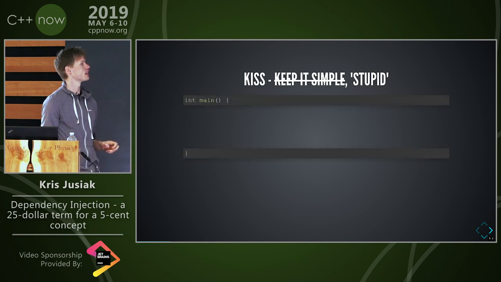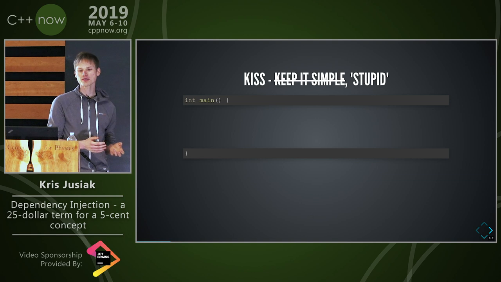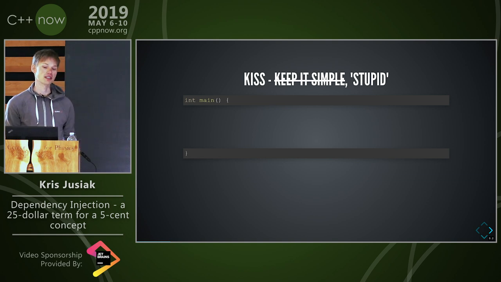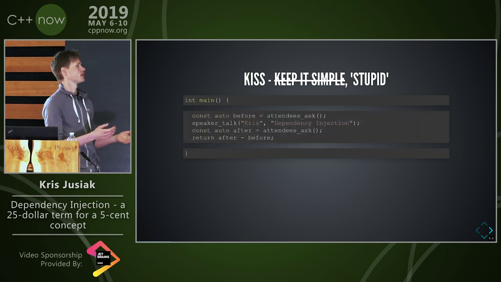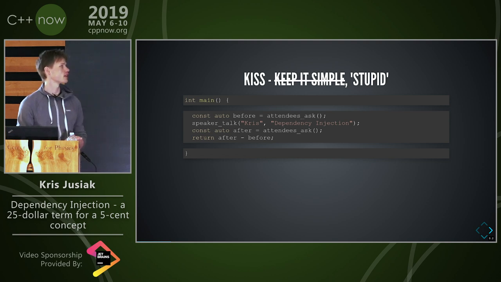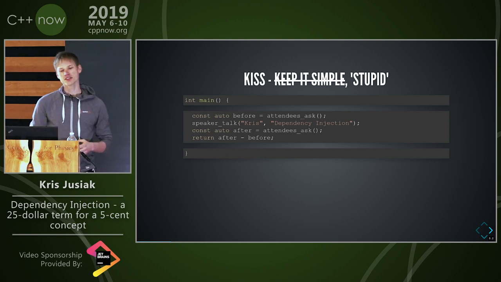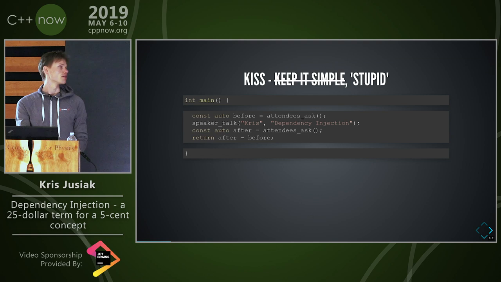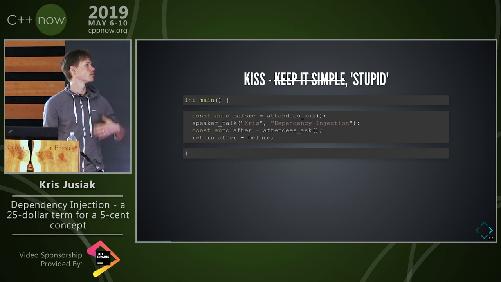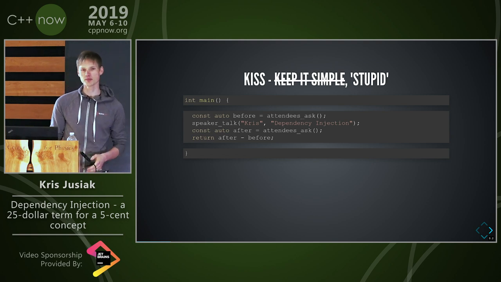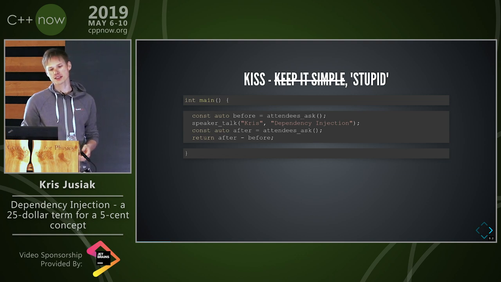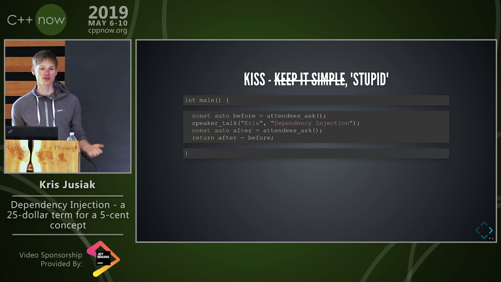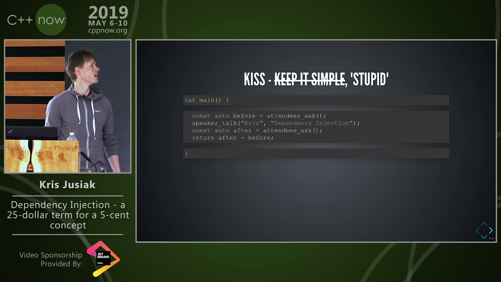If we approach it from a very simple scripting language perspective, we won't get too far, in my opinion. The easiest way to implement it is to have some main function and global functions being used in there, and just ask the attendees before and after the talk, and if the number of attendees willing to use DI has increased, that's great. Otherwise, not so much.